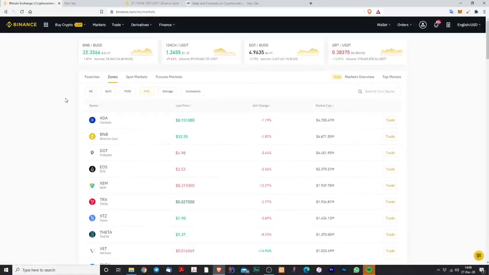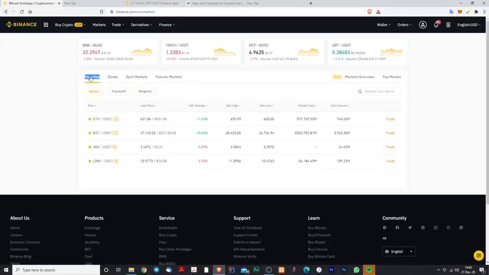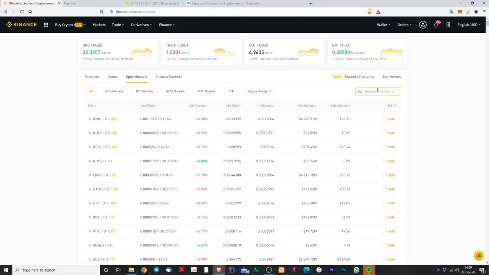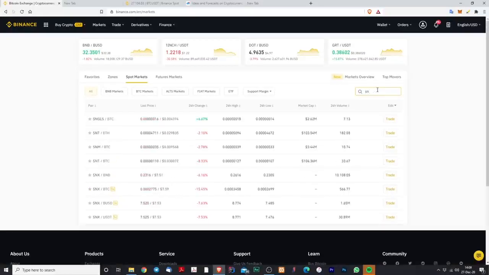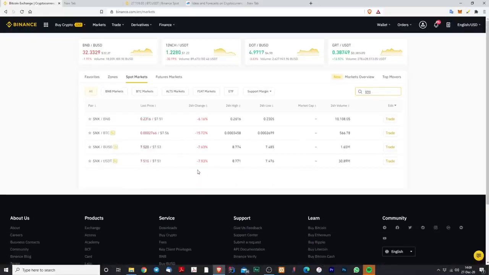Let's go back, and by the way, let me just go to spot. You can always search here if you want something specific that you cannot see. For example, if I want to see SNX, I simply type it and it will show me all the pairs available with SNX, and then I can trade them. Okay, enough of that.